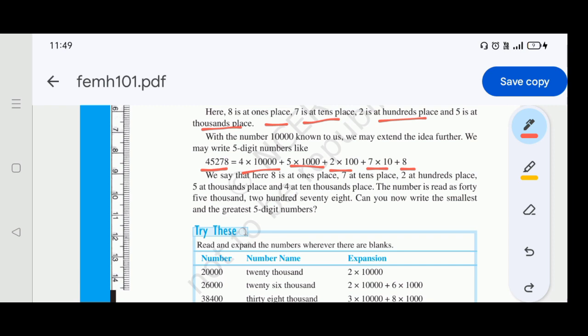expansion. We say that here 8 is at 1's place, 7 is at 10's place, 2 is at 100's place, and 5 at 1000's place, and we have 4 at 10,000's place. The number is read as 45,278. Now, shall we write the smallest and greatest 5-digit number? So the smallest 5-digit number is 10,000, and similarly the greatest 5-digit number is 99,999.